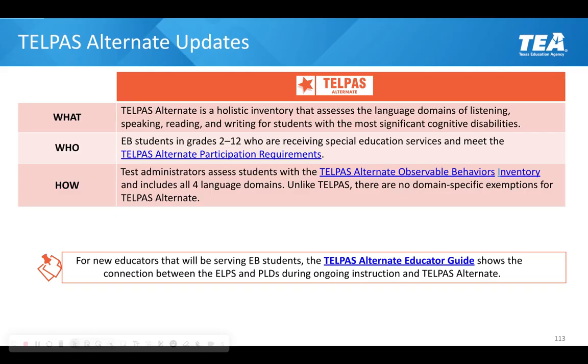Who qualifies for TELPAS Alternate? Any student who would take STAAR Alt and is marked an emergent bilingual will take TELPAS Alternate in grades 2 through 12. For our second graders, the ARD needs to determine whether they would qualify for STAAR Alt, and if they would, then they would take TELPAS Alternate.